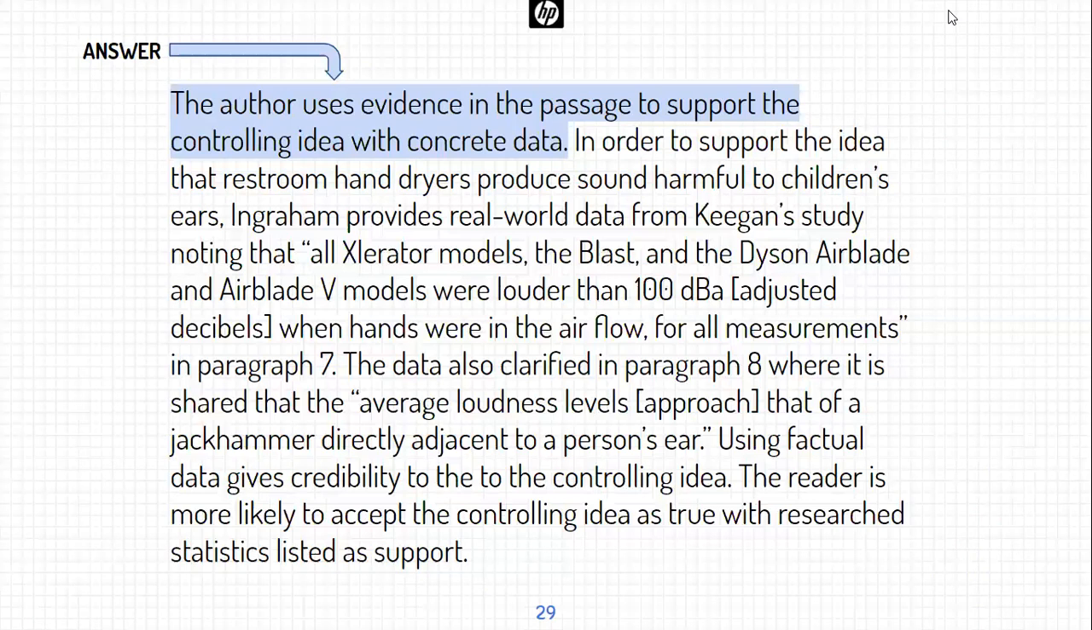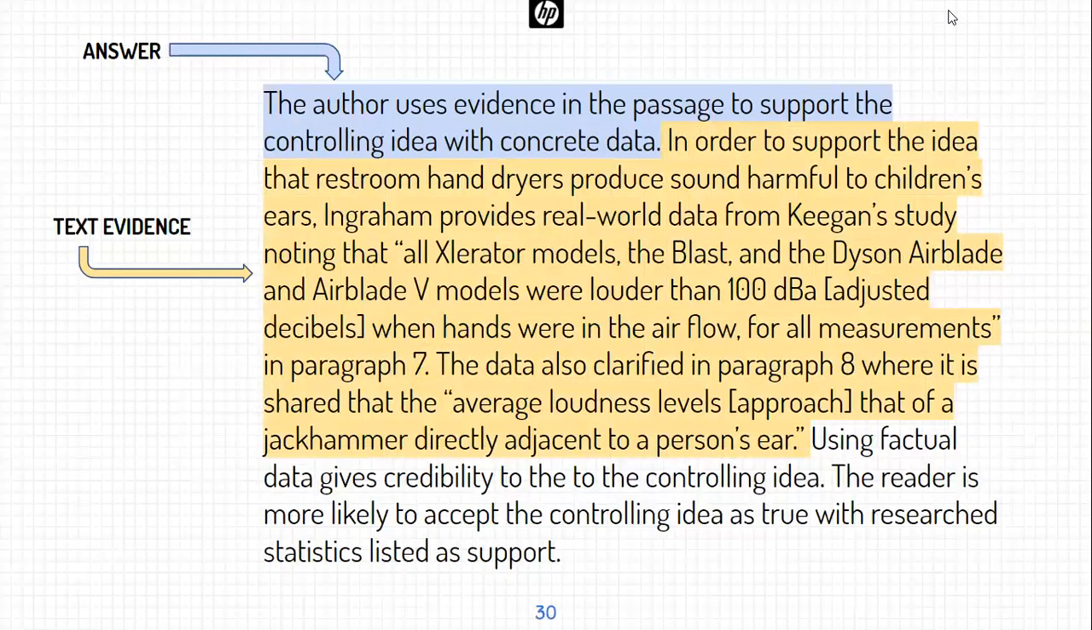I think so. It's being used to support it with concrete data. Right. Now, in the second section, where we're looking at text evidence, that's where we start to see the controlling idea listed in order to support the idea that the restroom hand dryers produce sound harmful to children's ears. There's your controlling idea. Yep. So most of our kids are going to put that controlling idea in the answer portion, but this would be an acceptable way to do it too. And then boom, text evidence.